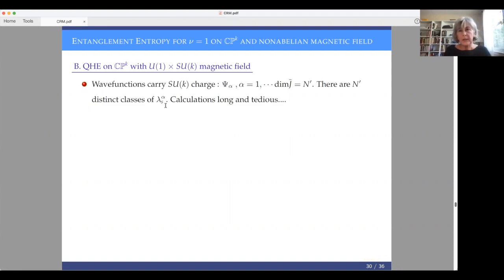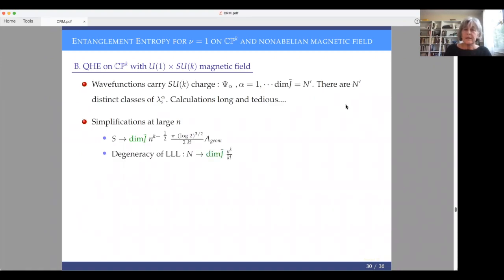Now, calculating these wave functions, normalizing them, deriving lambda is long and tedious. But at the end of the day, when we take a large n limit, there are some very interesting simplifications. So essentially what happens when we take a large n limit is that the entropy is proportional to the entropy for the abelian problem with an overall factor, which is the dimension of j tilde, which is this n prime here. Similarly, the degeneracy for the lowest Landau level at the large n limit is what it is for the U(1) case times this n prime, the dimension of j tilde.